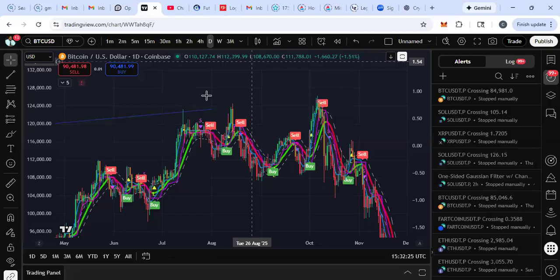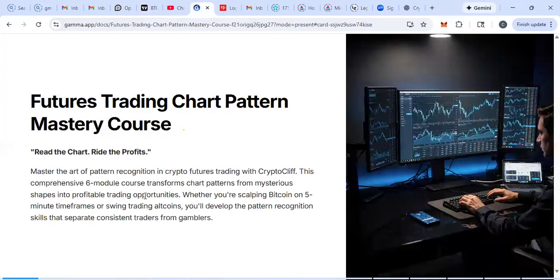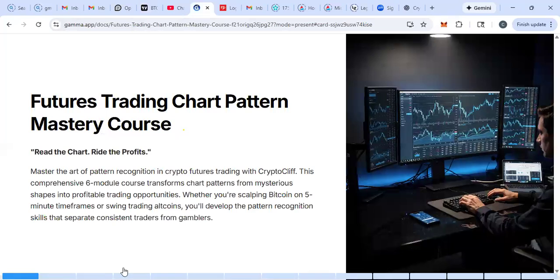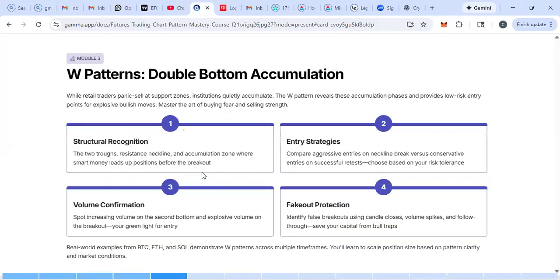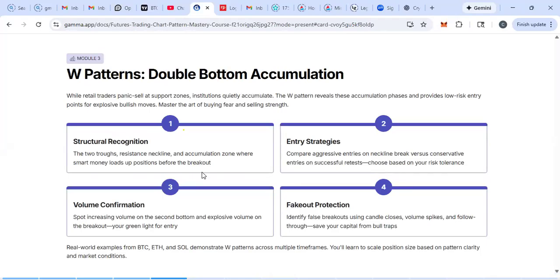All right. So recognizing that M pattern is highly important for you to move. So we just went over W patterns, structure recognition, entry strategies, volume, right? Making sure you can actually see those double bottoms or those triple tops versus the triple bottoms on the M pattern, right? Recognizing those ways allows you to have a more insightful look into the market.